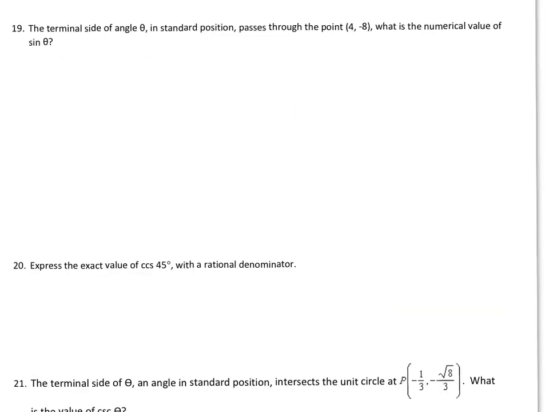All right, number 19, the terminal side of angle theta in standard position passes through the point (4, negative 8). All right, so let's think about where (4, negative 8) is. If you're thinking about your x and y axis, I'm going to actually draw it like this because I'm thinking ahead. So if we went over 4 and down 8, 1, 2, 3, 4, 5, 6, 7, 8, that would bring us right here in the 4th quadrant.